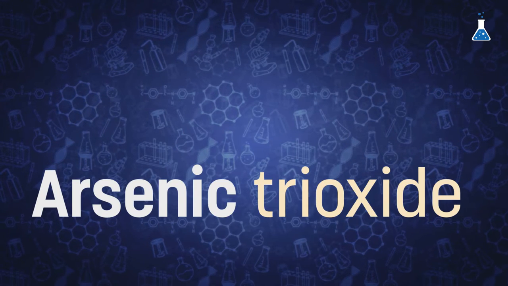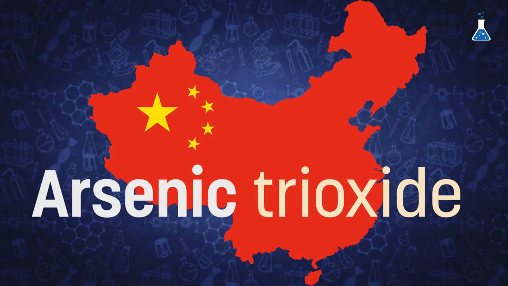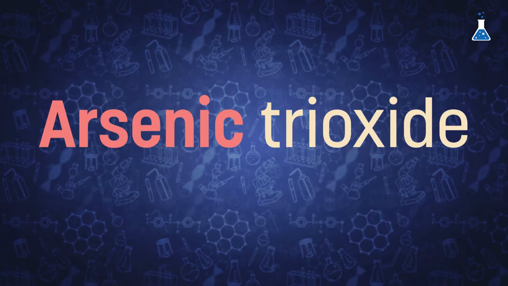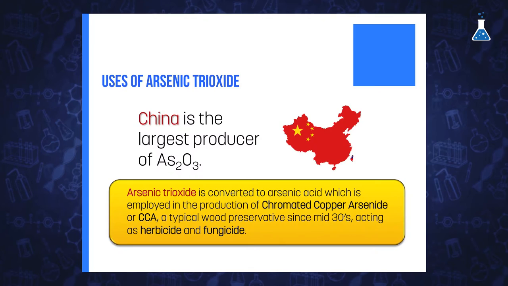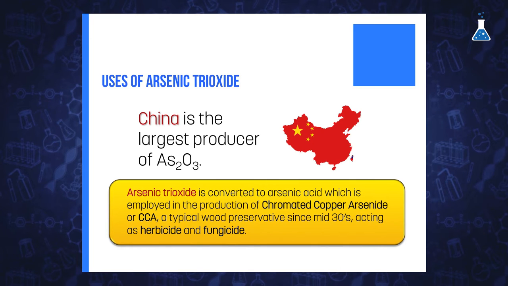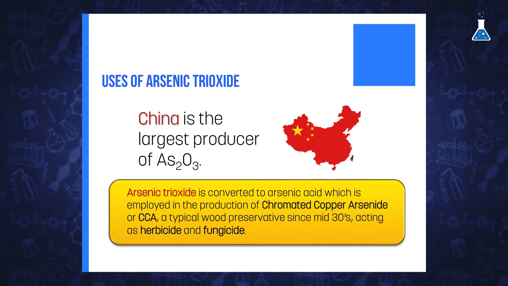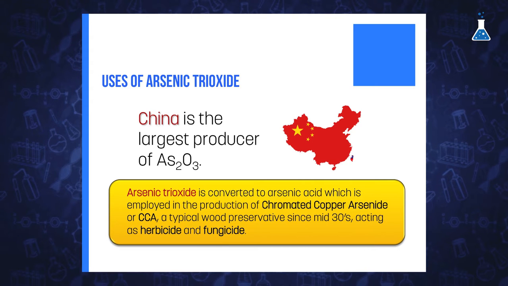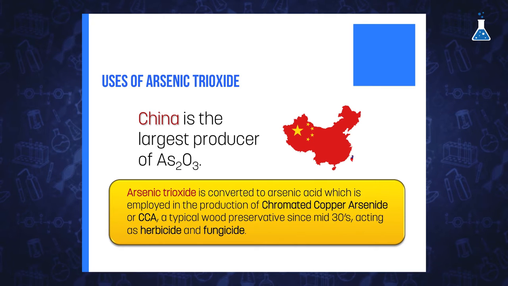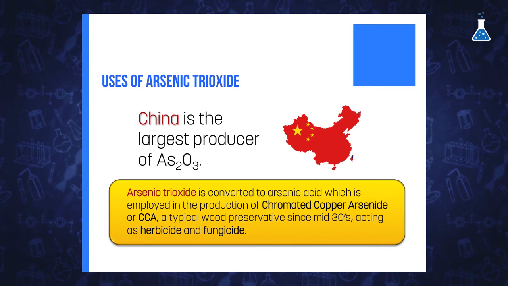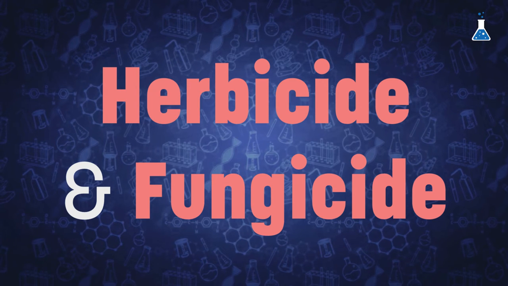Arsenic trioxide is the most important commodity of this element, China being the largest producer country. Arsenic trioxide is mainly used as a wood preservative. It is converted to arsenic acid, which is employed in the production of chromated copper arsenate, or CCA, a typical preservative employed for timber treatment since the mid-30s. These compounds are efficient as herbicides and fungicides.